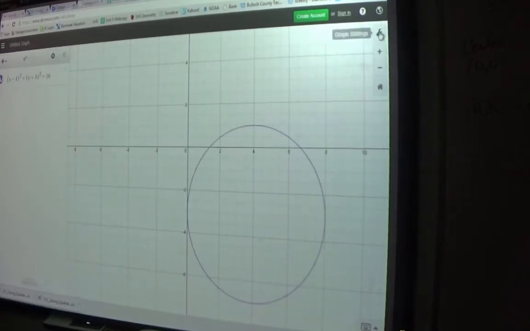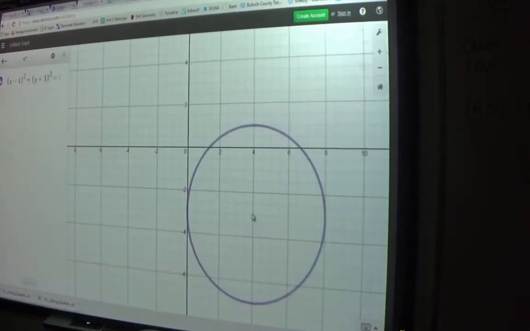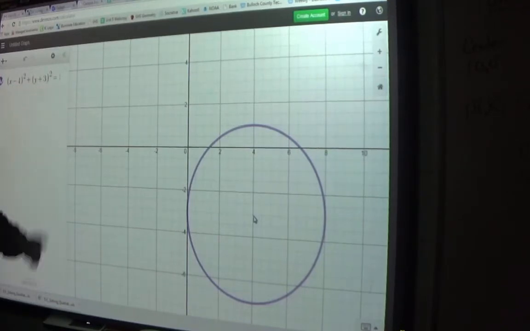Let's change it to projector mode. There we go. That's a little easier to see, yes? Yes. Alright. So, I say again, I do opposite. My center is at 4, -3. I take the square root of 16.